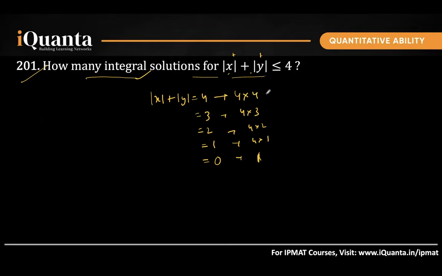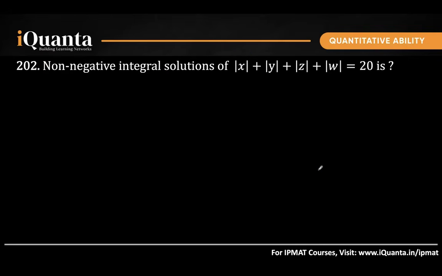So there'll be one solution here. So 4 for 16 plus 12 plus 8 plus 4 plus 1. That is 28 plus 8, 36. 36 and 5, 41 integral solutions will be there. I hope this is clear. Okay. So this is for two modulus only.